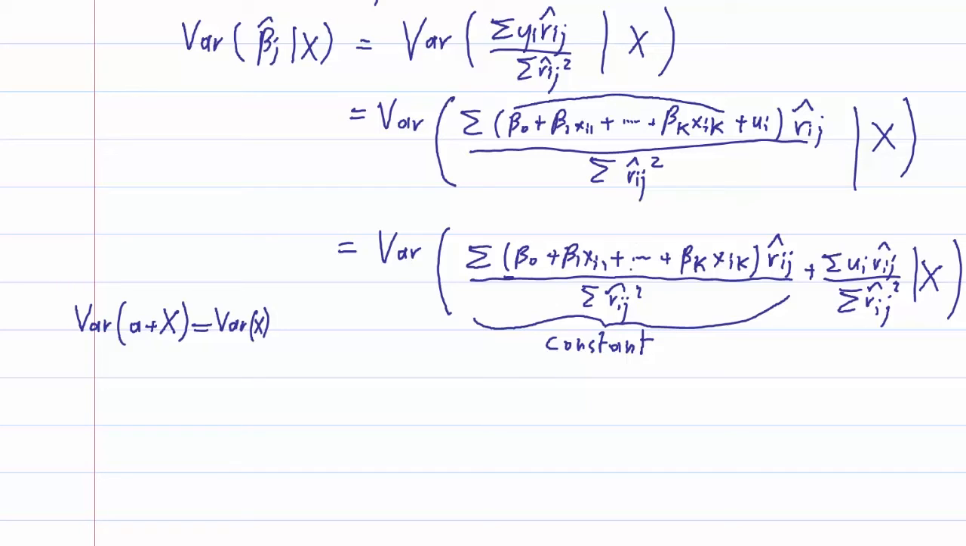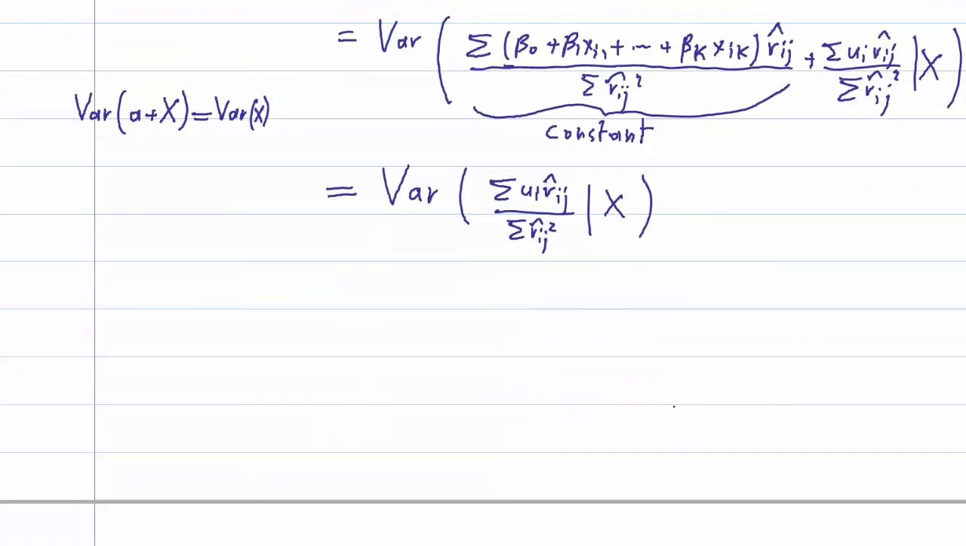The only source of variability are the x's, and we conditioned on it. So since this is constant, we can just remove it, and we just have the sum of the ui Rij hat over the sum of Rij hat square, conditional on x. So we simplified it a lot by just separating all the terms that depend only on x's and just keeping the part that depends on the ui.